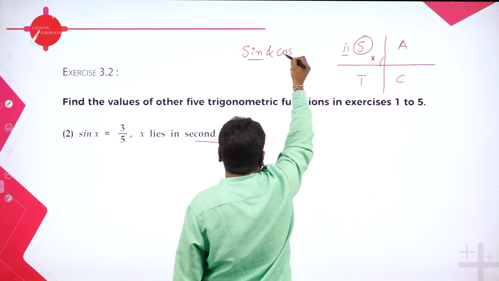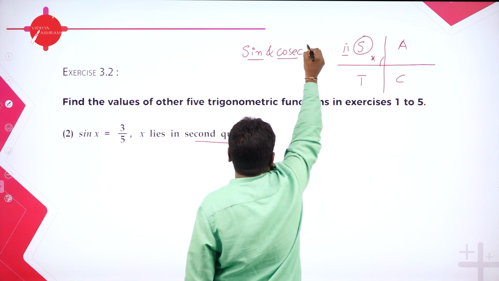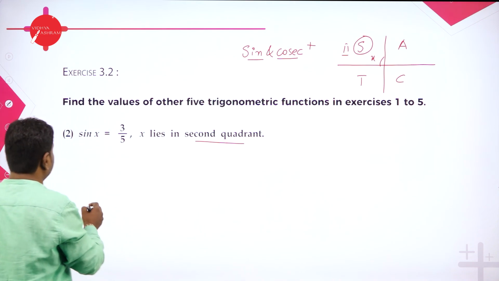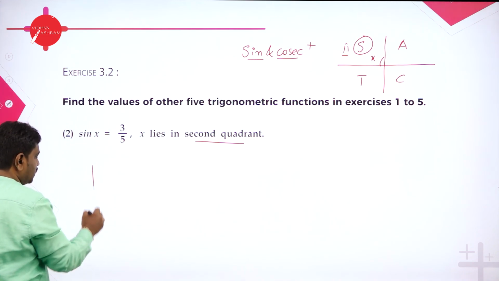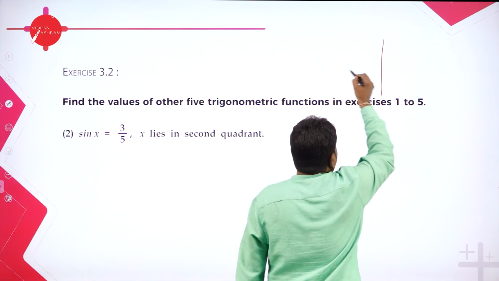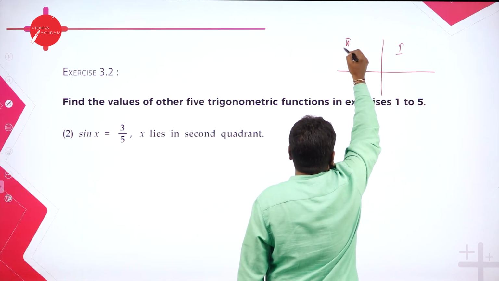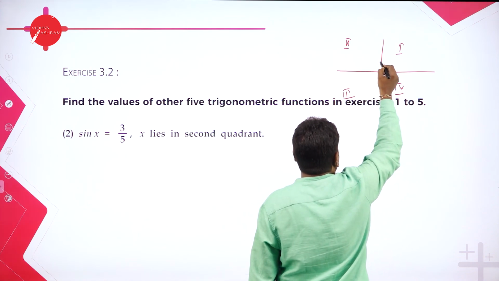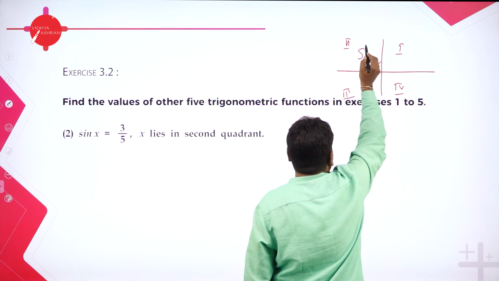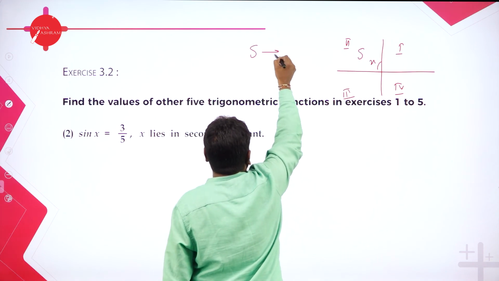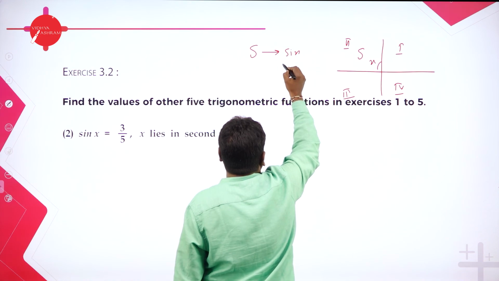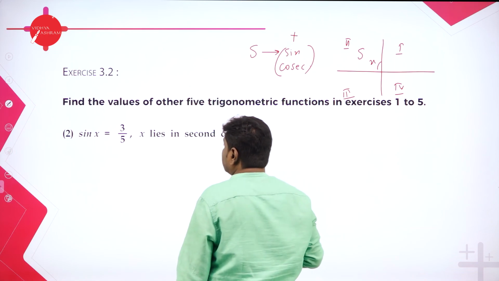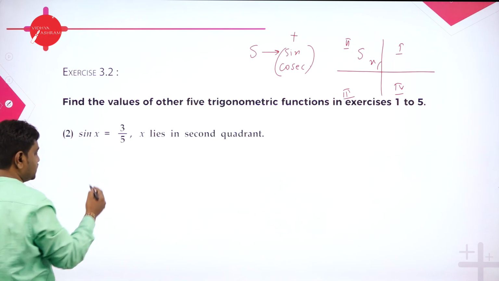Sine and the reciprocal of sine. What is the reciprocal of sine? Cosecant. Both are positive. The remaining all are negative. Now they give sine, so I'll draw a triangle. First, second, third, fourth. X is in the second quadrant, where the alphabet is S: sine and cosecant are positive, and the remaining all are negative. As usual, sin x is 3 by 5, they told.